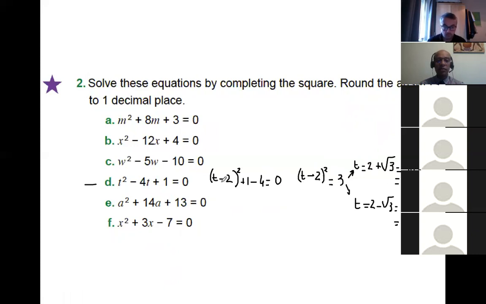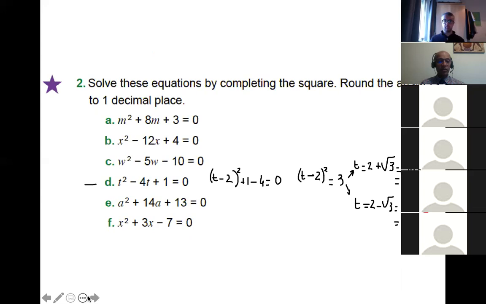So we did one example, t minus 2 squared plus 1 minus 4, which was t minus 2 squared minus 3. Then we went to the 3 here, 2 plus and minus root 3. The two answers we had were 3.73, rounded to 1 decimal is 3.7, and 0.26, rounded to 1 decimal is 0.3. So you just look at the second decimal, and that's the one that will decide if you keep it 3.7, which is what they call round down, or you round it up to 0.3.